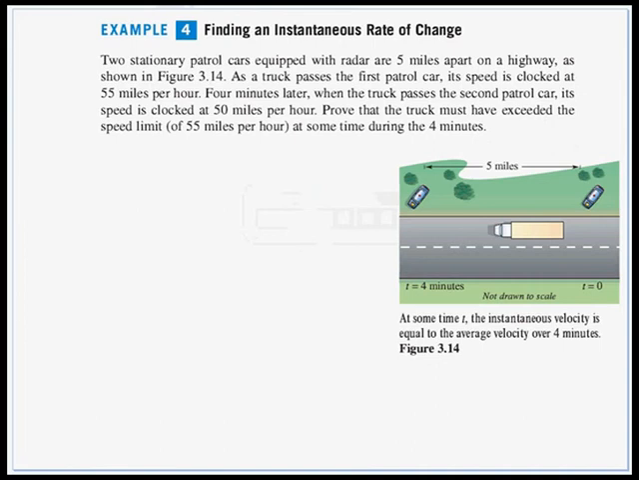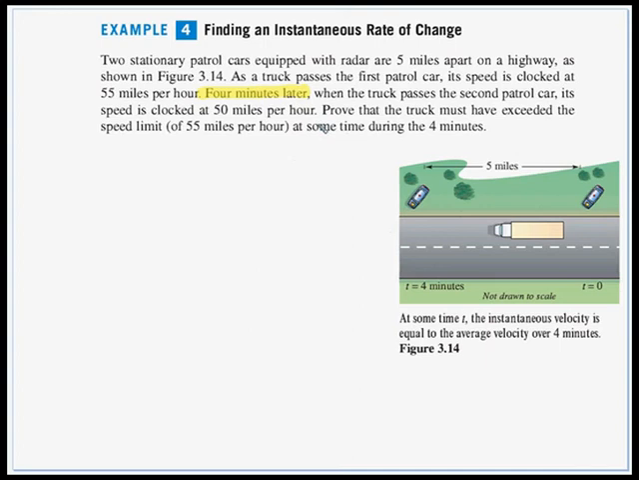Okay, here in example 4, we have 2 stationary patrol cars equipped with radar 5 miles apart on a highway, as shown in the figure. As a truck passes the first car, its speed is clocked at 55 miles an hour. 4 minutes later, when the truck passes the second patrol car, it's clocked at 50. Prove that the truck must have exceeded the speed limit of 55 miles an hour sometime during the 4 minutes it was in between these 2 squad cars.